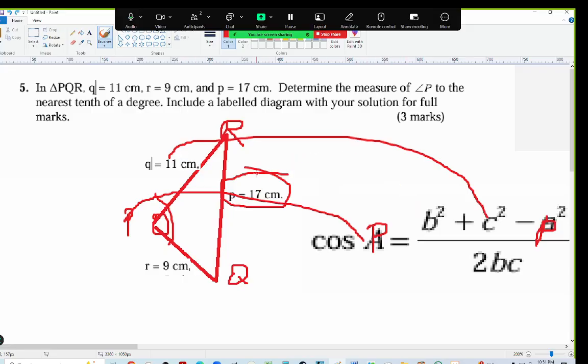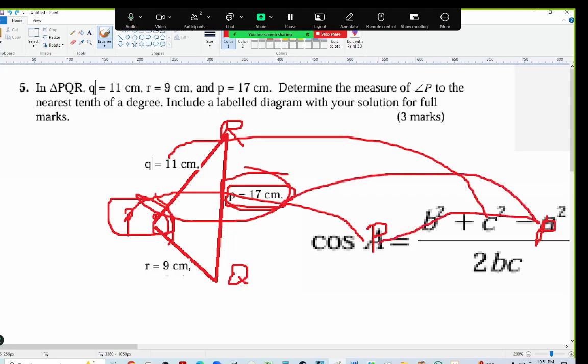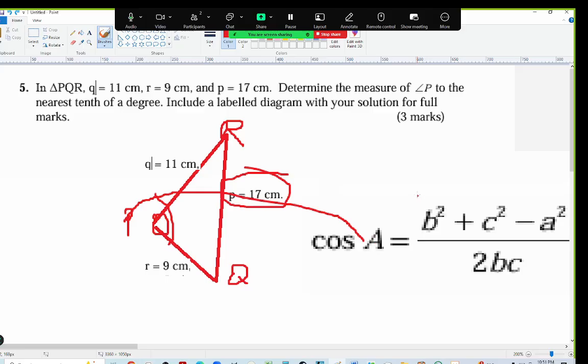Sorry, no, the 17 has to go with P over here, and the 9 can go here. Did you follow that? Yes, that makes sense. Okay, they're looking for P, so that means this one here has to be with the A in the formula, and the A in the formula. Good?